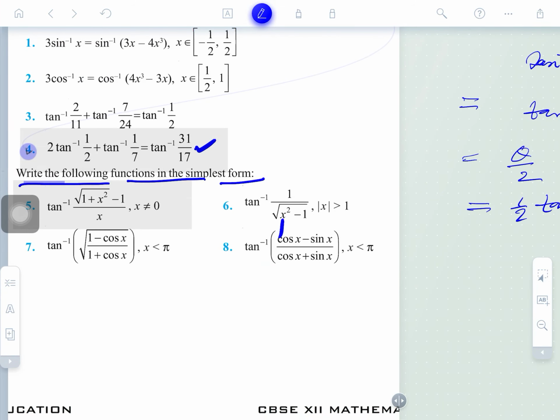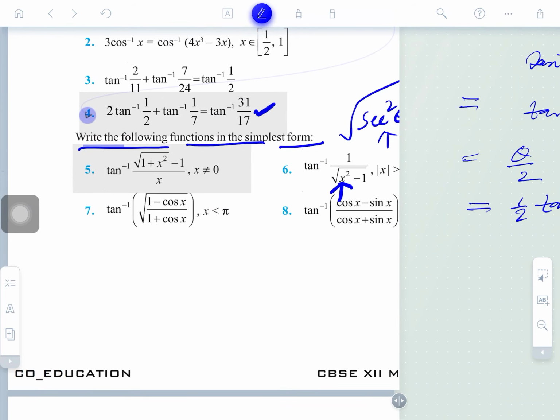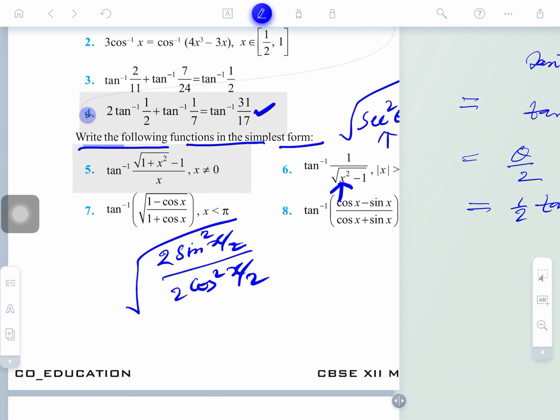Similarly, tell me please what you will suppose here, what pattern we are observing. The pattern we are observing here is sec square theta minus 1. So in place of x you will write sec square theta and solve. And here 1 minus cos, obviously we have solved, is 2 sine square x by 2. So theta will directly be x by 2, and here 2 cos square x by 2 under root.